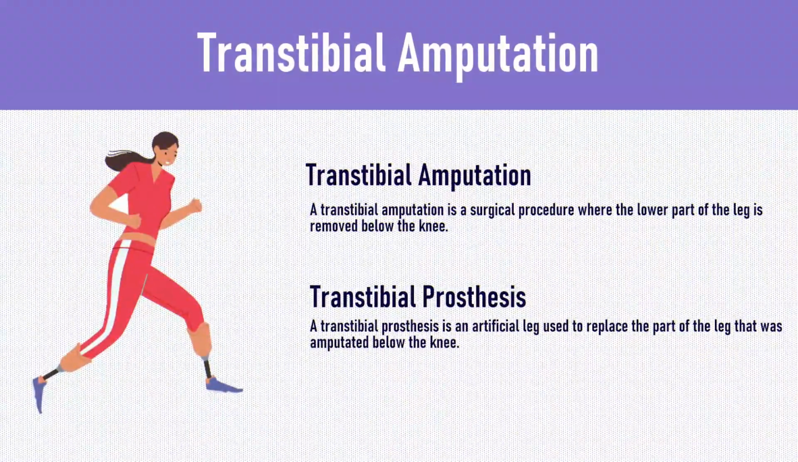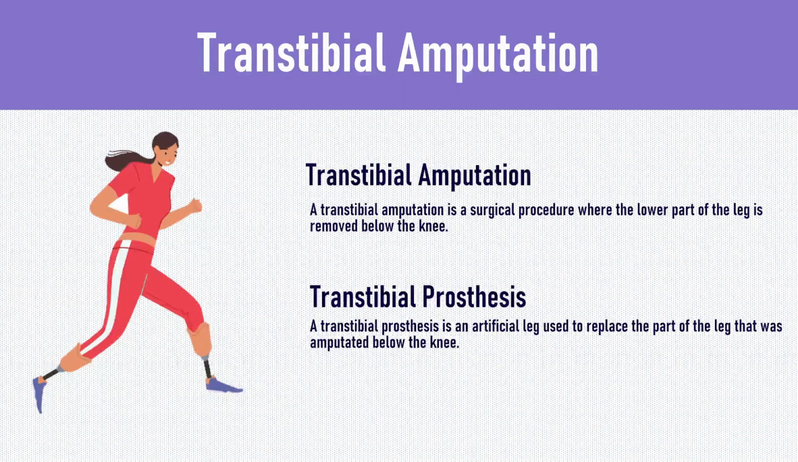For further discussion, we will consider transtibial amputation. What is transtibial amputation? It is a surgical procedure where the lower part of the leg is removed below the knee. And what is transtibial prosthesis? It is an artificial leg used to replace the part of the leg that was amputated below the knee.